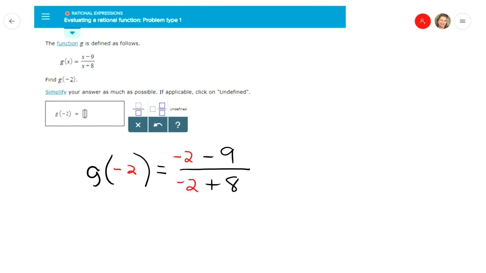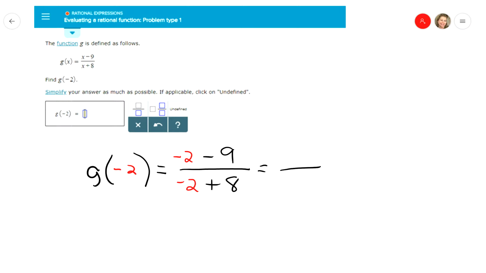The numerator was x minus 9, so now it's -2 minus 9. The denominator was x plus 8, so now it's -2 plus 8. And now we're going to simplify.